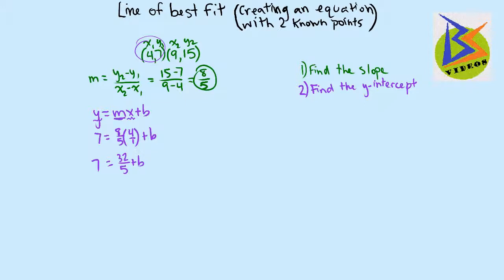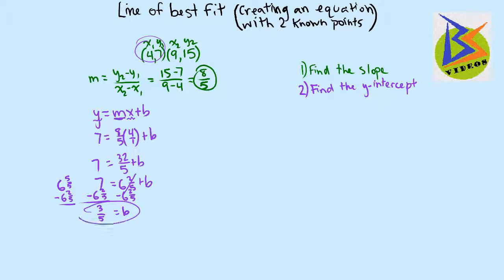32/5, well, we can put that into a mixed number, would be 6 2/5 plus b. You could turn it into a decimal, but I like using fractions better. They actually are a little bit easier to work with. So we can subtract then, we're just solving for b, subtracting 6 2/5 from both sides. And so then when we take 7 and we subtract 2/5, 7 is almost like 6 5/5 minus 6 2/5. And so really all we're left with is 3/5. So that is our y-intercept.